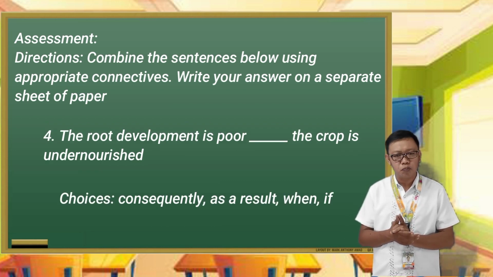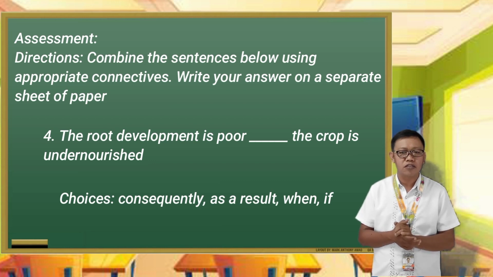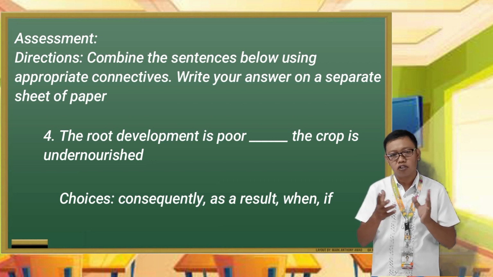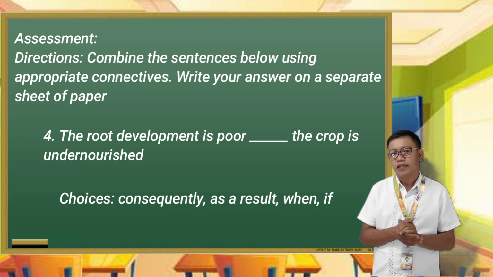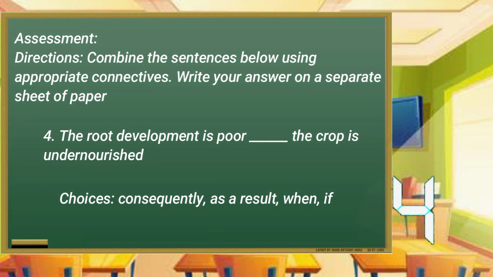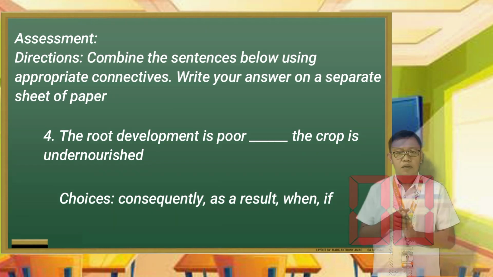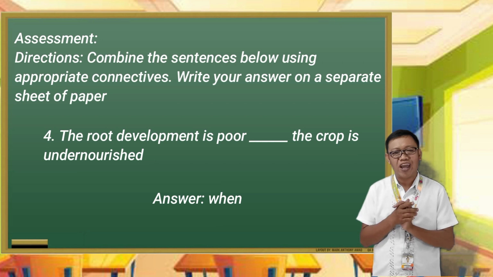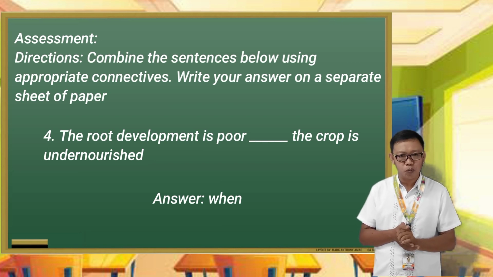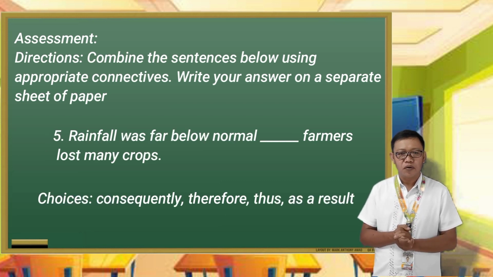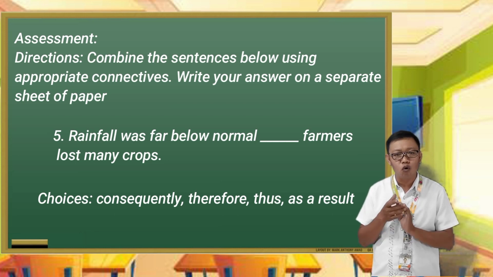The root development is poor. Blank, the crop is undernourished. Choices are consequently, as a result, when, or if. The answer is the word when. The root development is poor when the crop is undernourished. Number 5. Rainfall was far below normal.